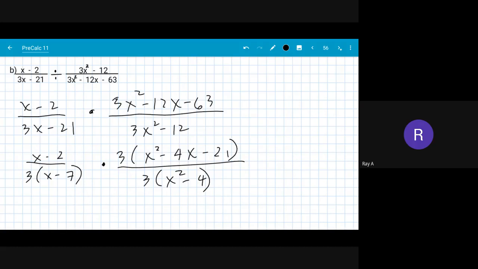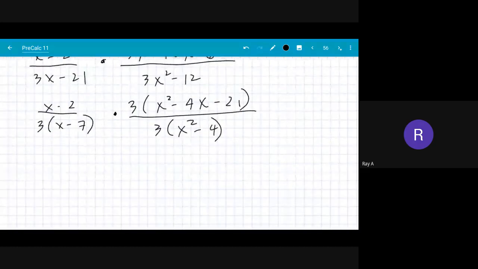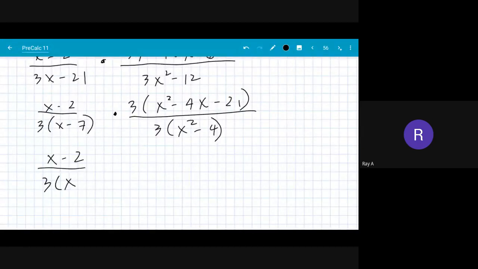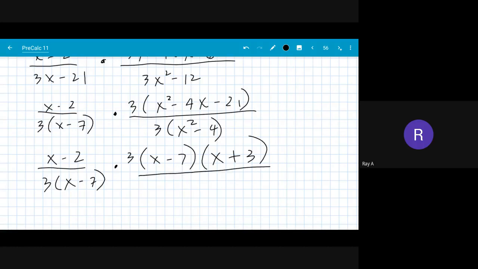Okay, next one. So the first fraction here, it is already factored out. Just leave it as it is. Let's look at the second fraction. This one here, okay? This can be factored times 3, and that would be x squared minus 4x minus 21. That would be x minus 7 times x plus 3. All right, quickly do FOIL. Negative 7x plus 3x is negative 4x. Okay, over. This one is the difference of two squares. That would be x plus 2, x minus 2.